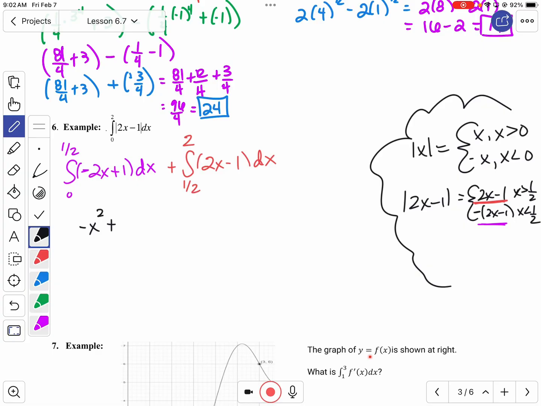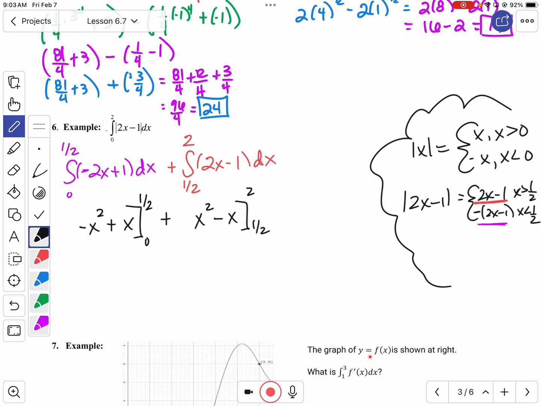Yeah, and to get a 1, x. And we're going to go from 0 to 1/2. Okay. The next side, what would I start with to get a 2x? X squared. And to get a negative 1, minus x. And our boundaries are going to be 1/2 to 2.